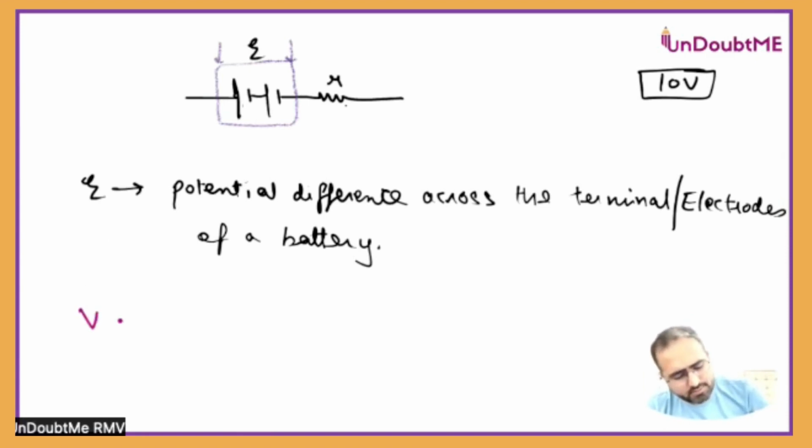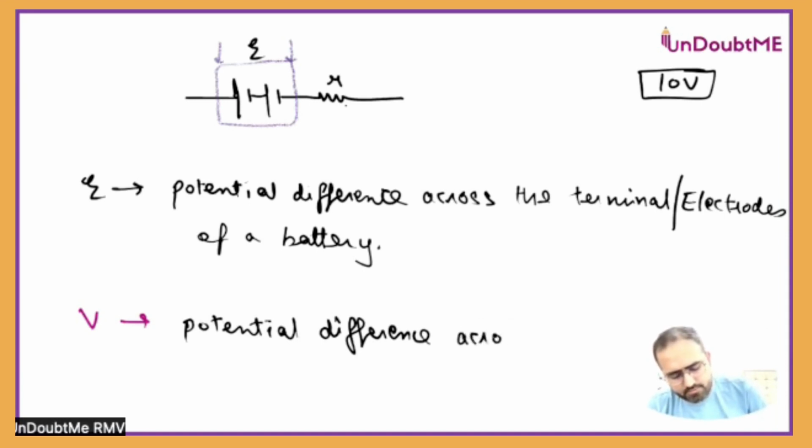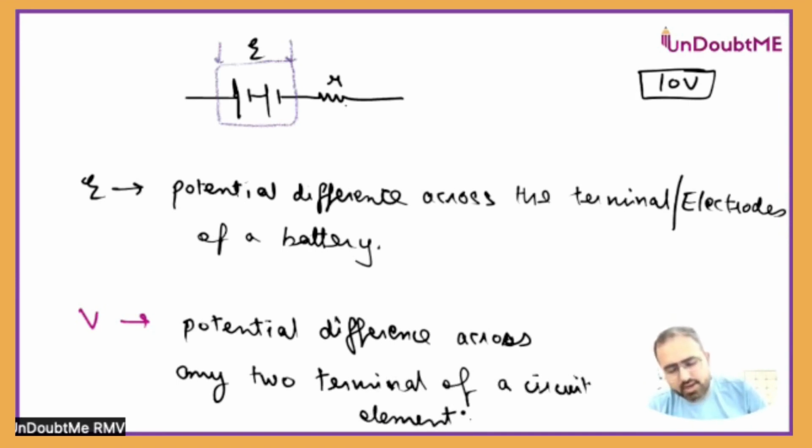So potential difference, we can write V, is the potential difference across any two terminals of a circuit element. A circuit element can be anything. Till now you have just seen resistors, but there can be inductors also, there can be capacitors also. All these things will be there in grade 12. So the difference between EMF and potential difference is broadly this: when we talk about the potential difference across the electrodes of a battery, we call it EMF.